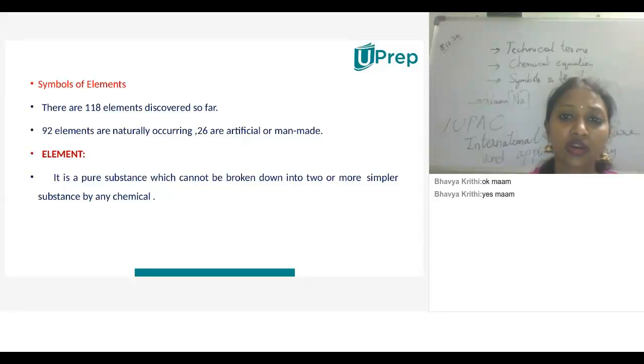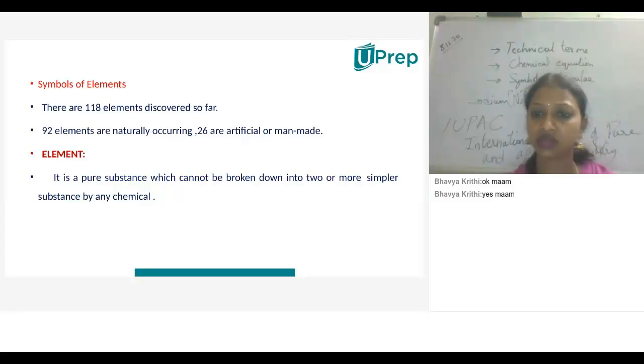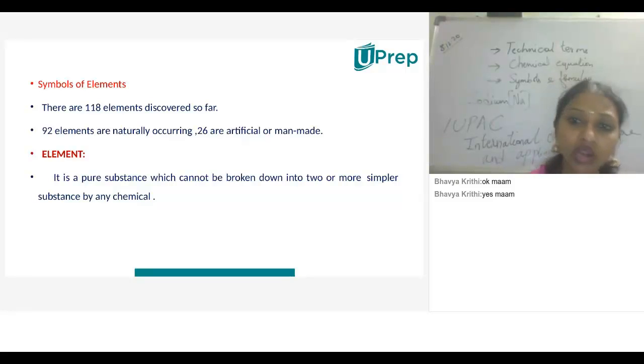I want the answer from the children. You are very quiet. Why? Vatsala? Bhavya? Arna? Priscilla? Only oxygen atoms will be there in the oxygen element. Yes, ma'am. When we break the oxygen element, we'll get oxygen atoms. So when we break oxygen, we won't get hydrogen, or carbon, or any other atoms. Okay, ma'am. Understood?